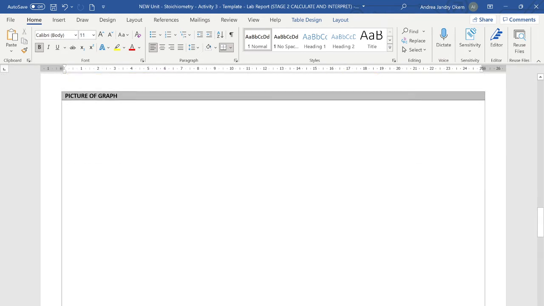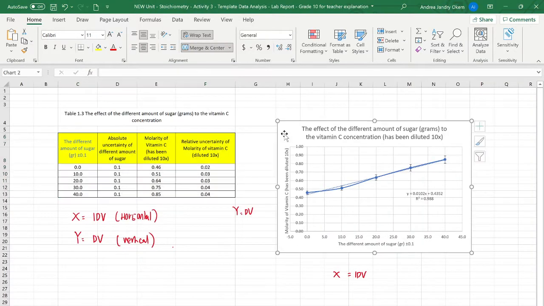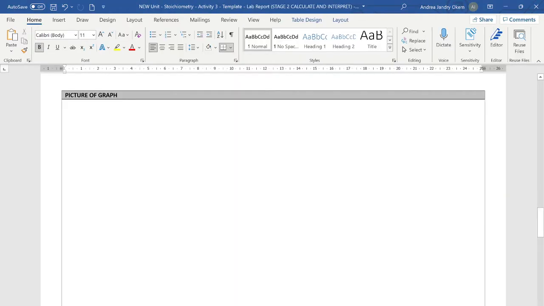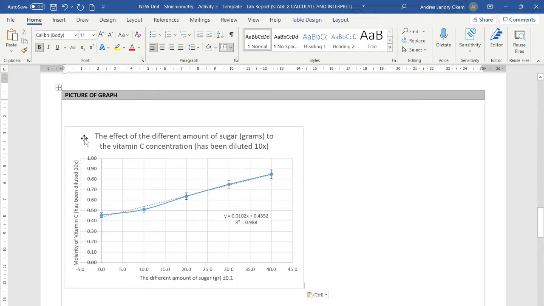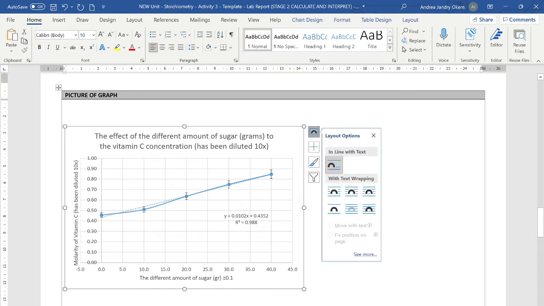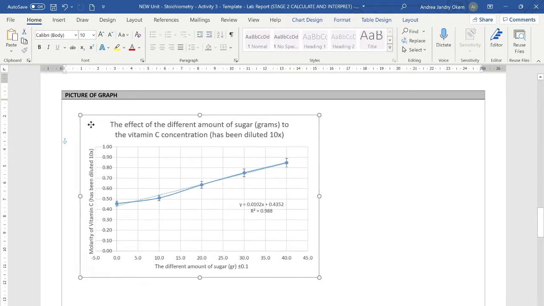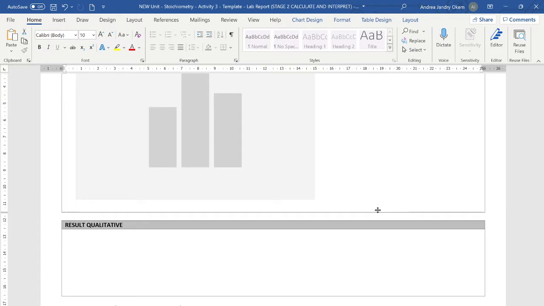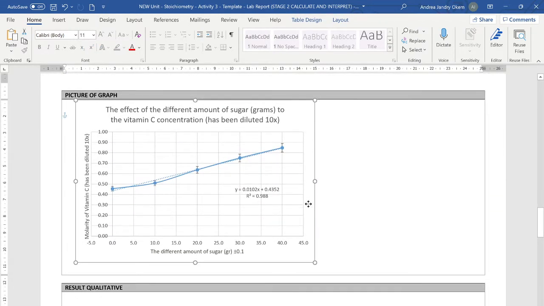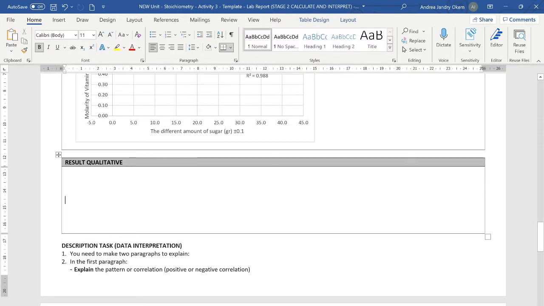Okay, now this is the picture of the graph. For the graph, it's very easy. You just copy paste directly. You don't need to paste as a picture. So just paste with Ctrl V. That's it. But don't forget you need to make it behind the text so it's easy for us to move it. We can make it a little bit smaller. Okay, and the next one is the quantitative result. We can make it a little bit bigger this way.